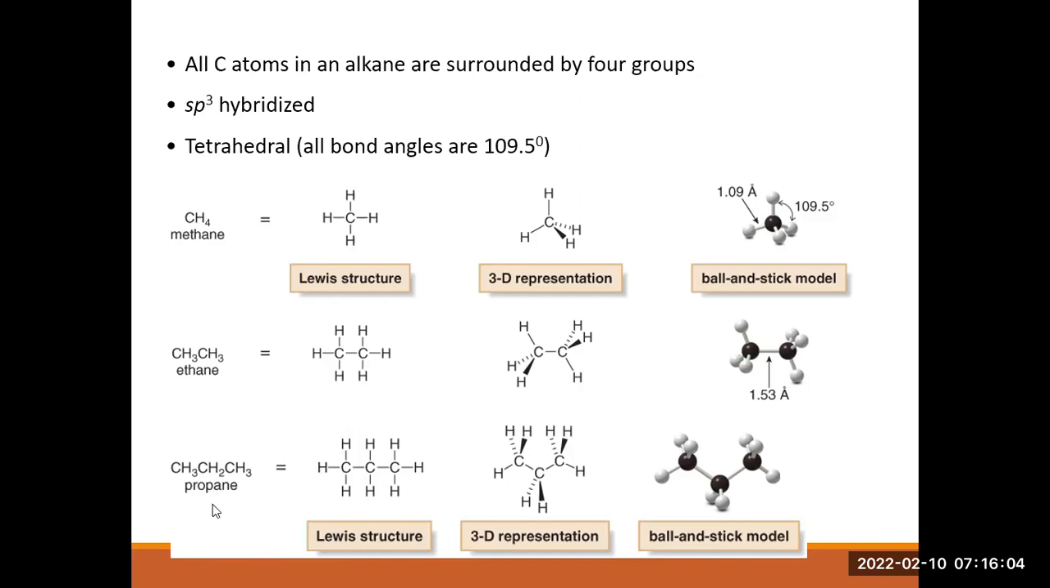And for propane, CH3, CH2, CH3. This is how it looks. You can also consider propane as 1, 2, 3 carbons. So that is C3H8. Ethane is C2H6. Methane is CH4. In hierarchy, that is how they are arranged. Okay, let's have the next one.